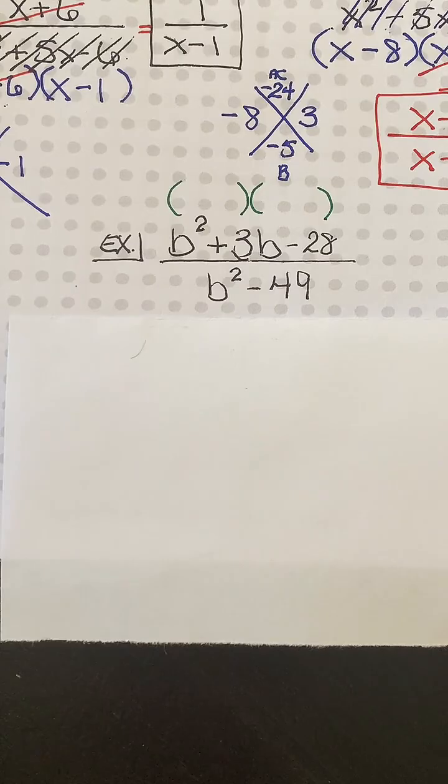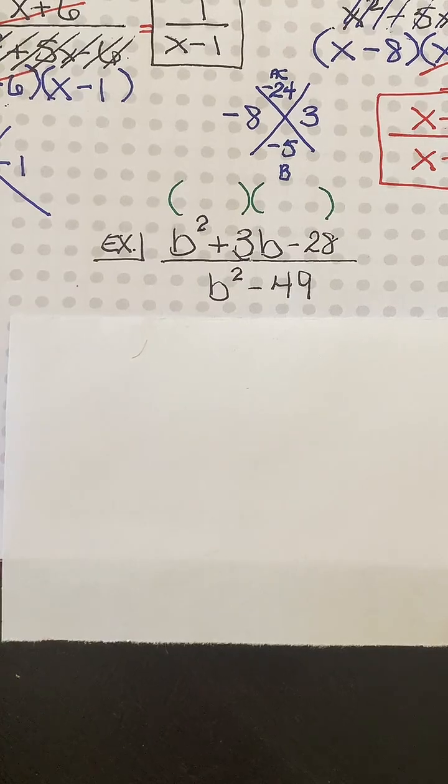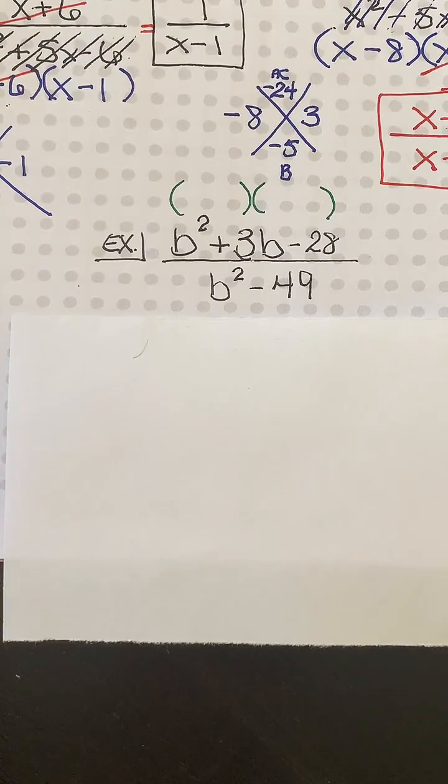Oh, go ahead and factor it. Okay, so I'm seeing b minus 4, b minus 7. I'm seeing a plus 7 and a minus 4.